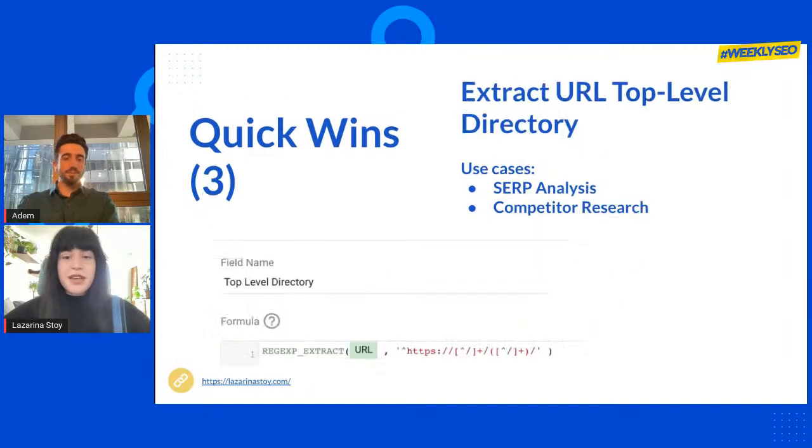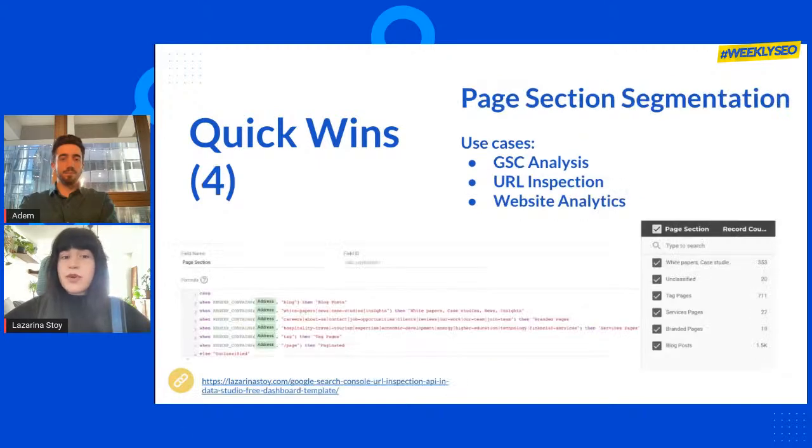Another thing is to extract the top-level directory. Very useful when you're doing, again, competitor analysis to see how competitors are structuring their URLs. And it's also very useful when you're doing SERP analysis. But another thing that this formula is going to be very useful for is if you want to segment your data based on page section, if you're doing analysis on your own site.